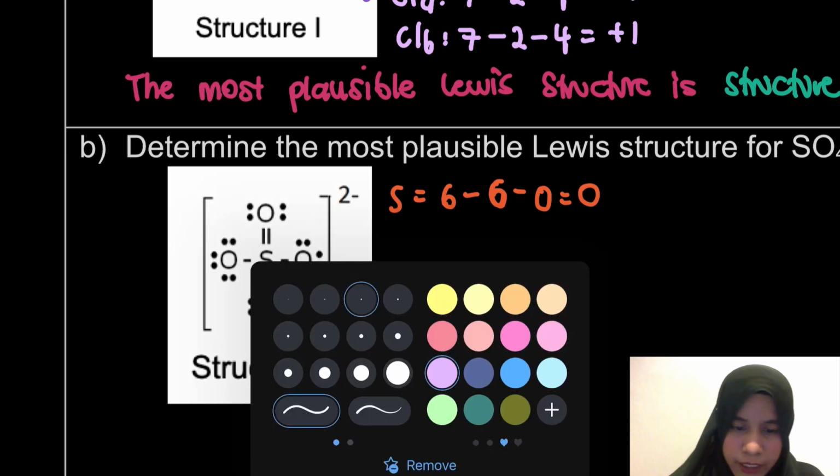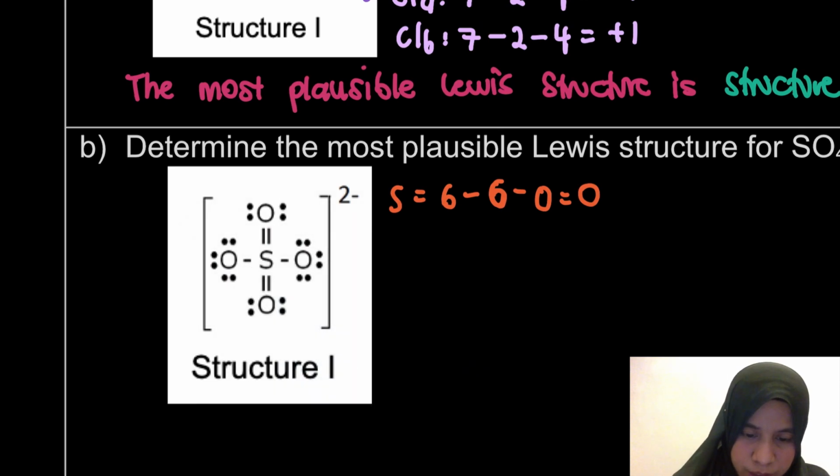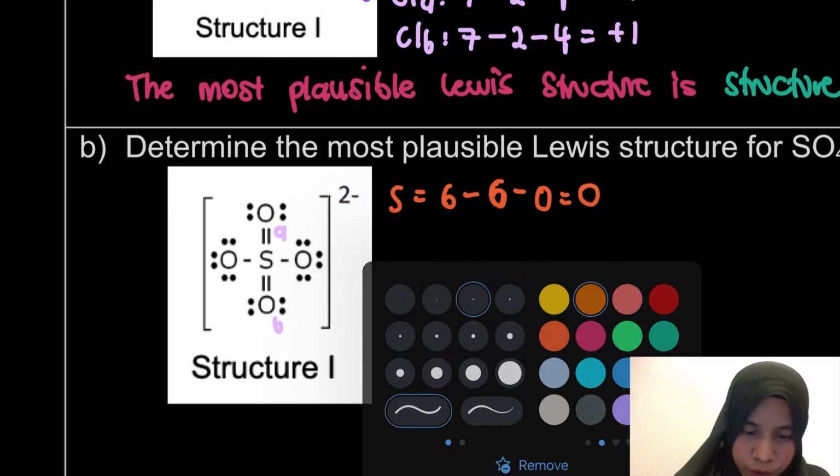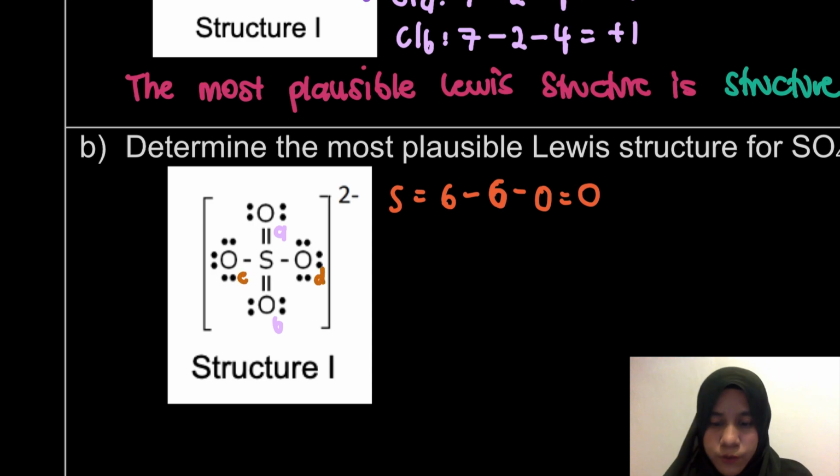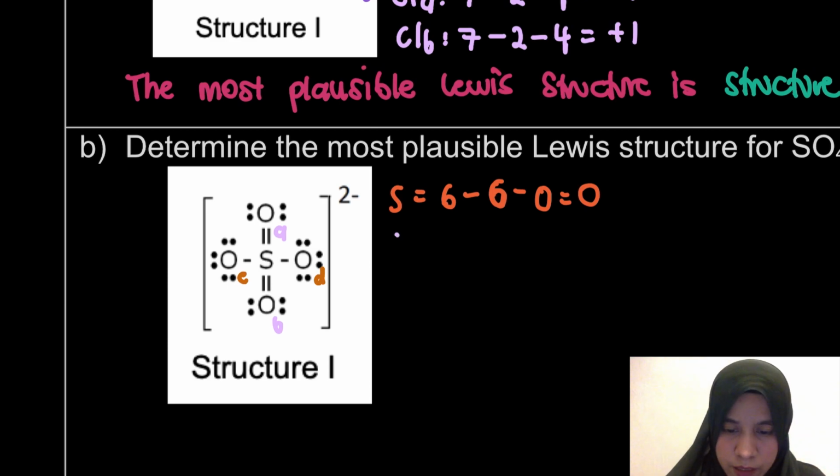So sama juga yang ni, yang double bond ni mesti nak buat oxygen A dengan B. Kalau yang ini nak guna oxygen C dengan D. Yang single bond ni nak C dengan D. Okay, so how we gonna do it? So yang ni first one, ni sebutlah oxygen A.